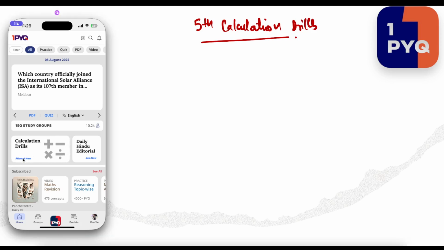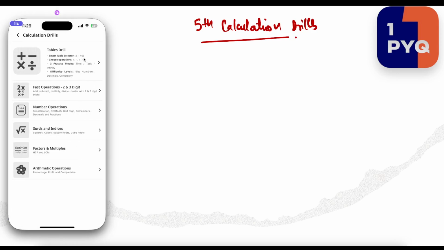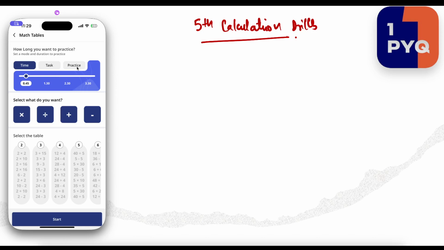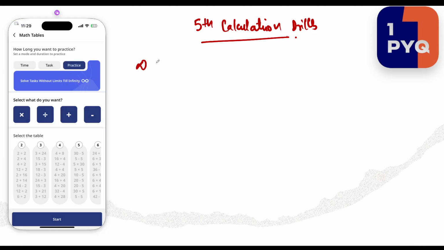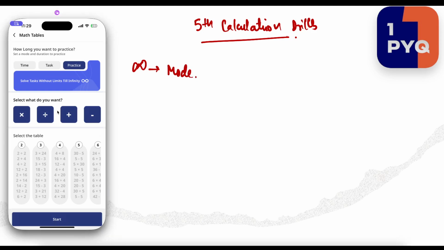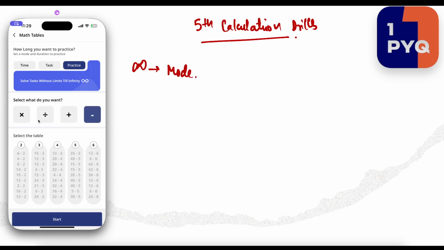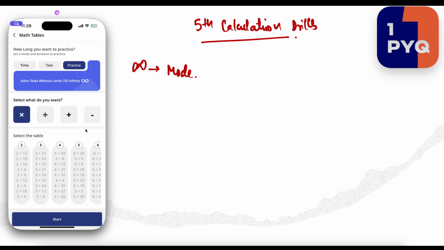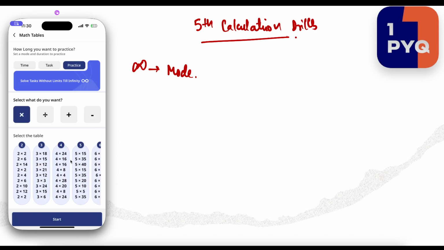So firstly, let's start off with a few tables. We haven't done a lot of table practice, so we'll use the infinity mode. In the infinity mode, you get unlimited number of questions to practice. I think it will be best if we start off, and blue means select, gray means unselect. So we'll select multiplication and we'll do the ones which are a little simple for now, because we'll be able to catch up a lot of speed.